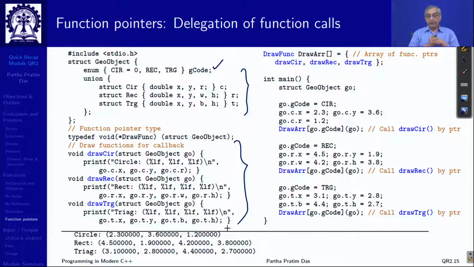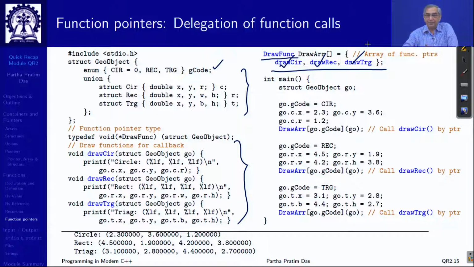Now, what if I want to write a single code which can print or draw for any of the object types? So, what I do is I have 3 functions. So, I make an array of draw func type. What is draw func type? It is a function pointer. So, I can make an array of that and make these 3 the 3 elements of the array, which are the 3 functions.